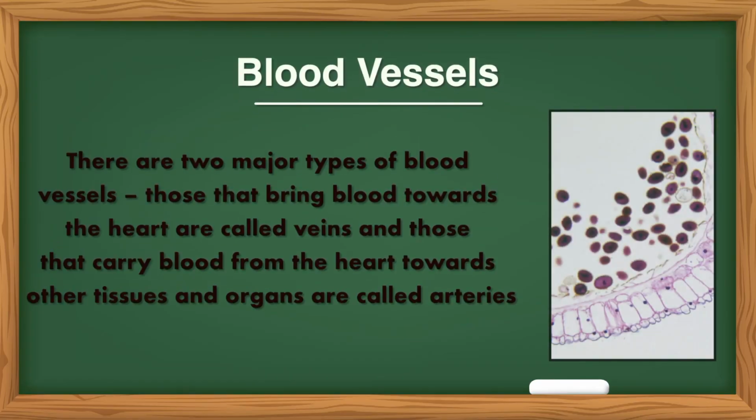Now, let us look at the blood vessels. There are majorly two types of blood vessels: those that bring blood towards the heart are called veins, and those that carry blood from the heart towards other tissues and organs are called arteries. Hope the difference between artery and vein is clear.